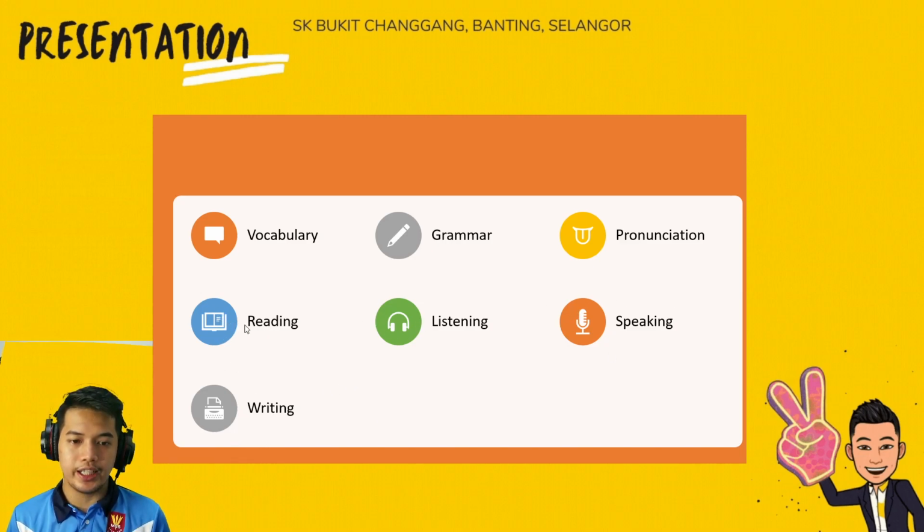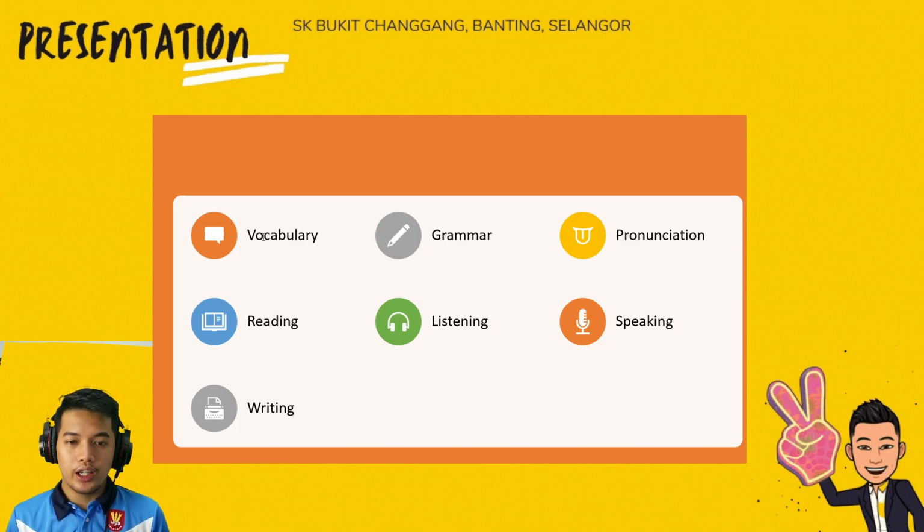These four are actually the language skills for English subject or for any language subject. So you need to master these four in order for you to be a language student. For example, reading, membaca, listening, mendengar, speaking, bercakap, dan juga writing, menulis. And not forget we have pronunciation here, iaitu the way you utter or you pronounce the word.